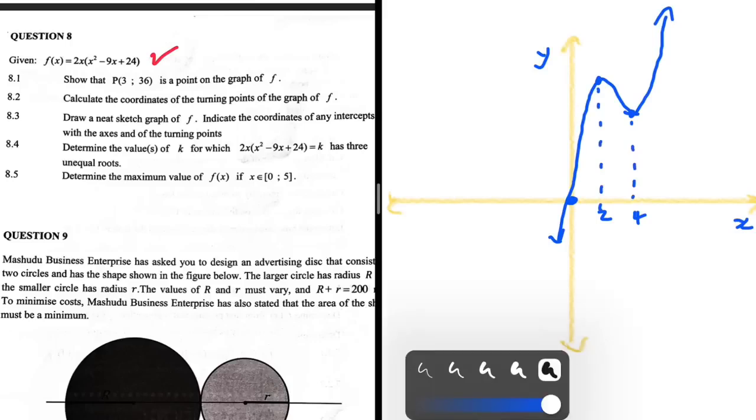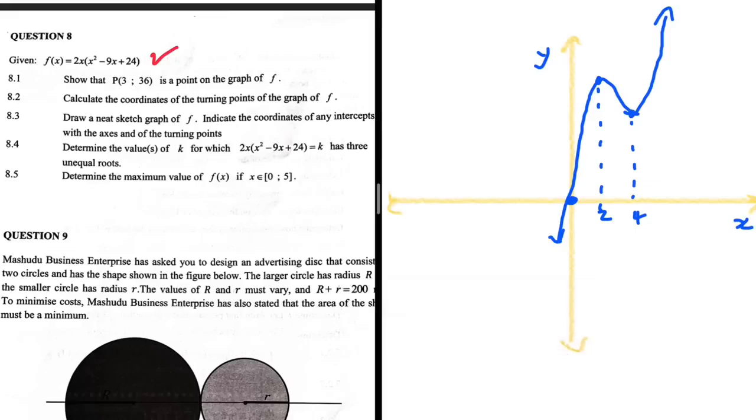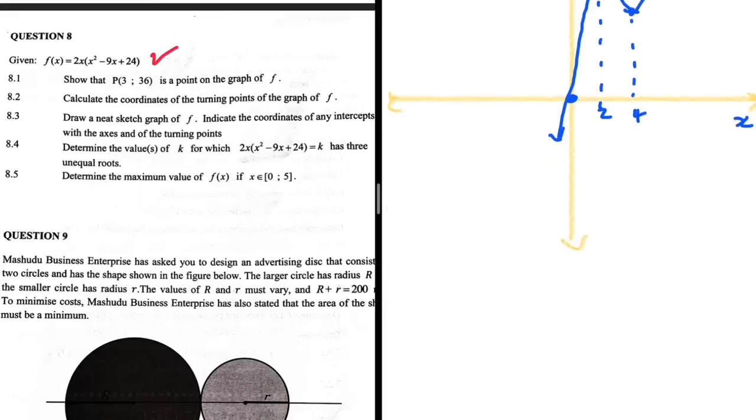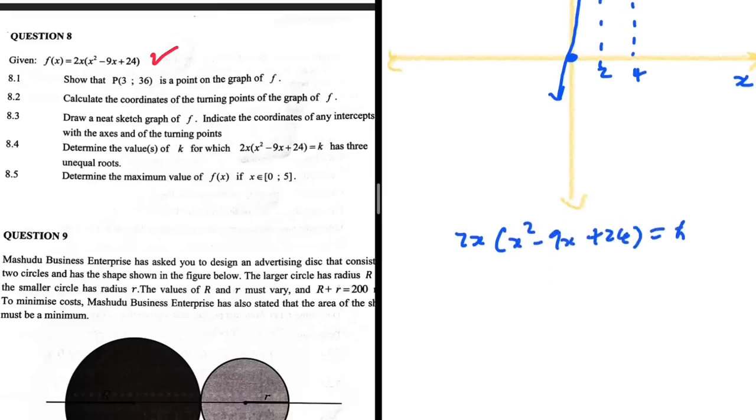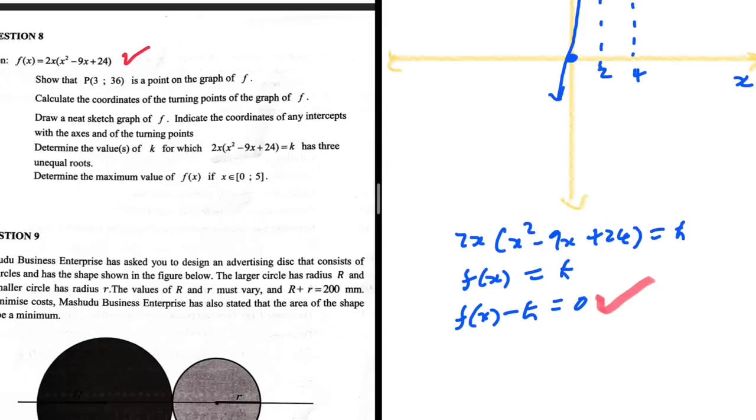8.4, determine the values of k for which the function being equal to k has 3 unequal roots. Okay, I see what is happening here. We have 2x³ minus 9x² plus 24x being equal to k. But we know that this is f of x. So f of x is equal to k, so f of x minus k is equal to 0. We need the values of k for which that will have 3 unequal roots.